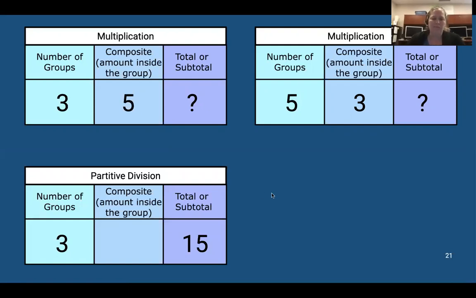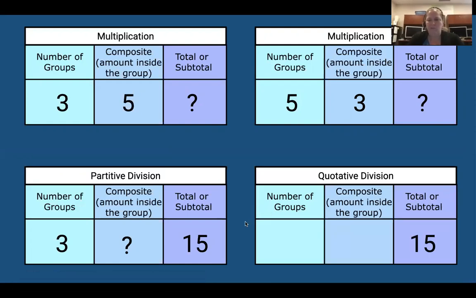And that the part that we are looking for is the amount inside the group. That's where the unknown lies in partitive division. In multiplication, the unknown is up here in the totals, but in partitive division, the unknown is in this spot here. Now with quotative division, of course, we know the total, but this time the second number that's given falls into this spot here. And then the unknown is how many groups there are.